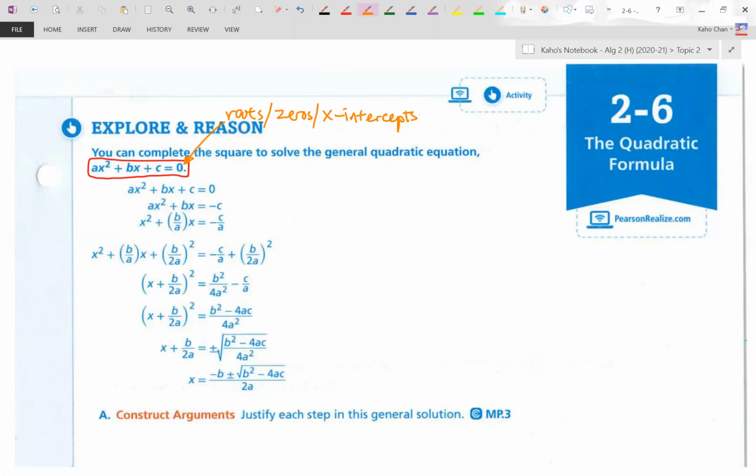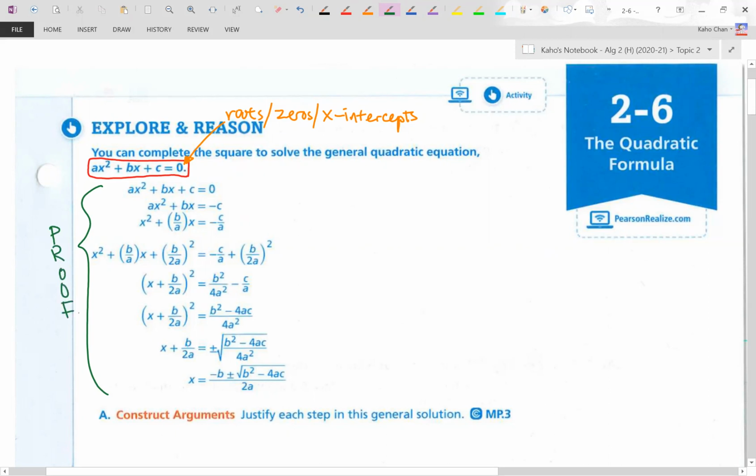Part of this proof that they give us here of the quadratic formula includes completing the square. That's what they did there. And lo and behold, after doing that, completing the square, we produce something called the quadratic formula. Back in the day, we used to be asked to memorize this formula.